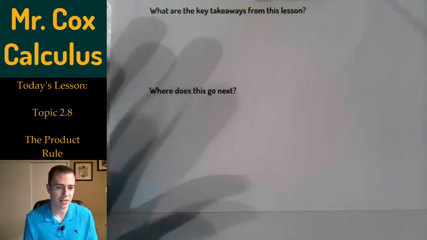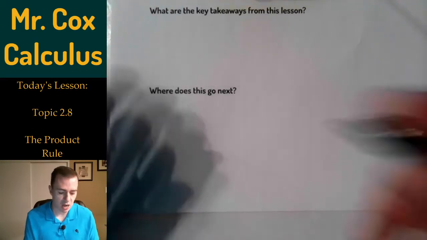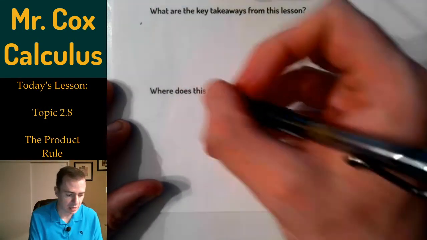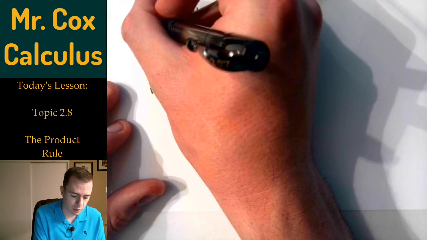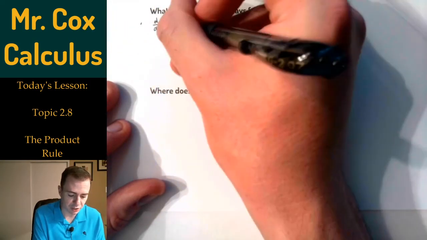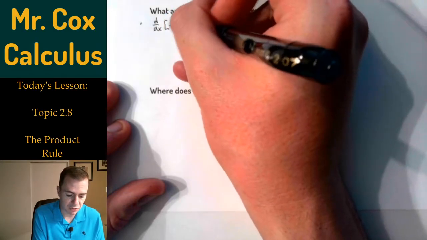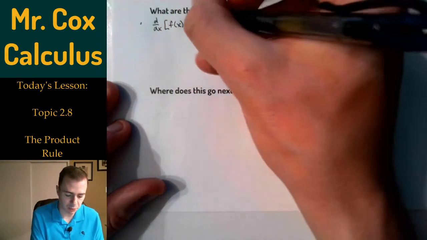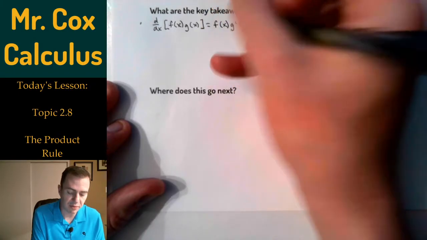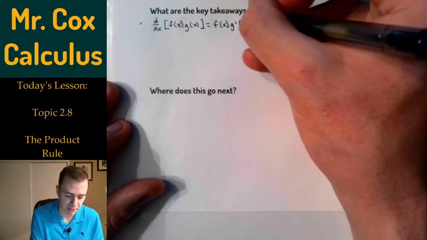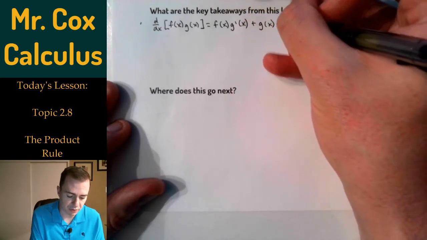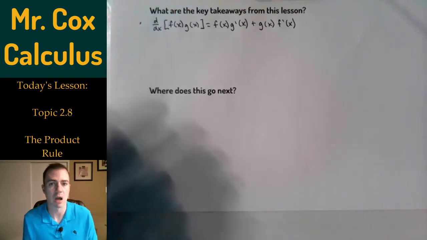Our key takeaways for this particular lesson, obviously very clearly, the first main takeaway, in fact the biggest takeaway, is the product rule. That if I take the derivative of the product of two functions, f of x times g of x, that is equal to the first function, f of x, times the derivative of the second, g prime of x, plus the second function, g of x, times the derivative of the first function, f prime of x.